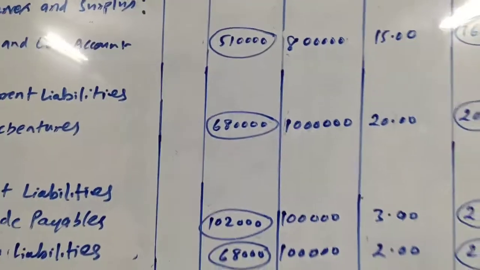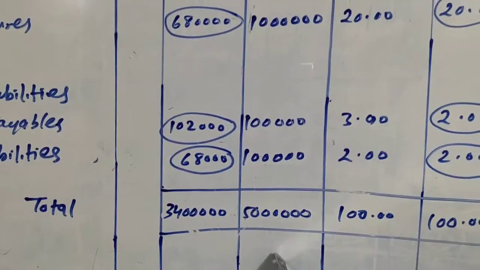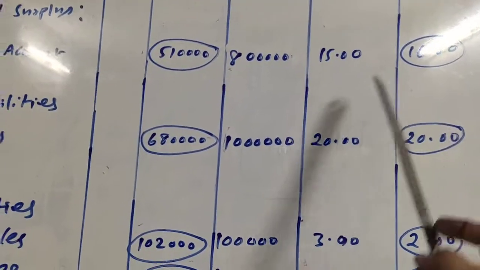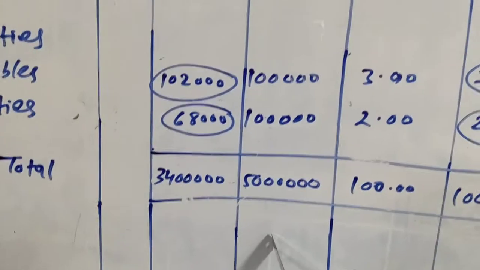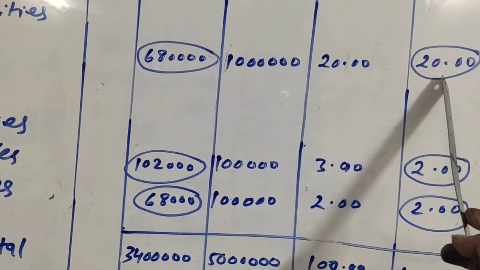8 lakh out of 50 lakh. So 8 lakh divided by 50 lakh into 100 and we get 16%. The same way, debentures are given 10 lakh. 10 lakh divided by 50 lakh into 100 and we get 20%.